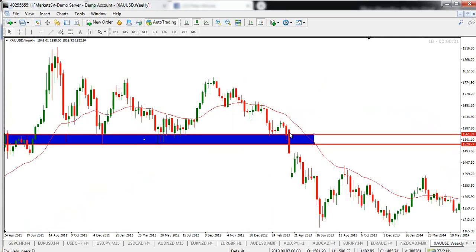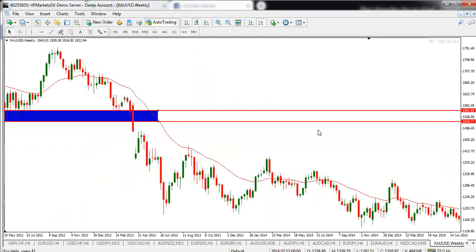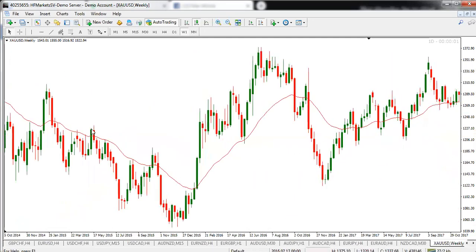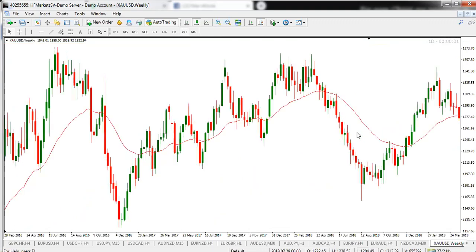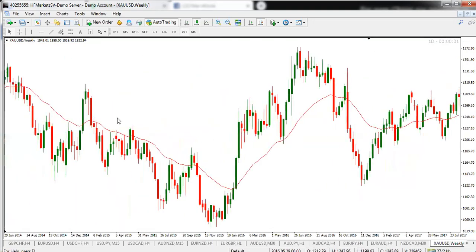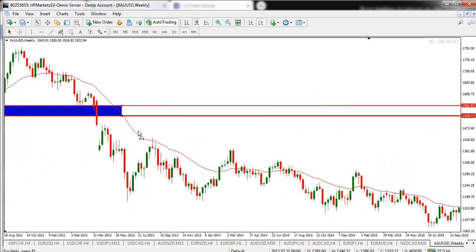So it was being respected here until we got here again. And then what happened? It got broken. And then we never tested it again until now. So what am I saying? We are already in the zone, and then we are going to watch if it's going to respect it or it's going to break it. So that said, what do we now use zone for? One of the safest places to make a trade is from a zone.